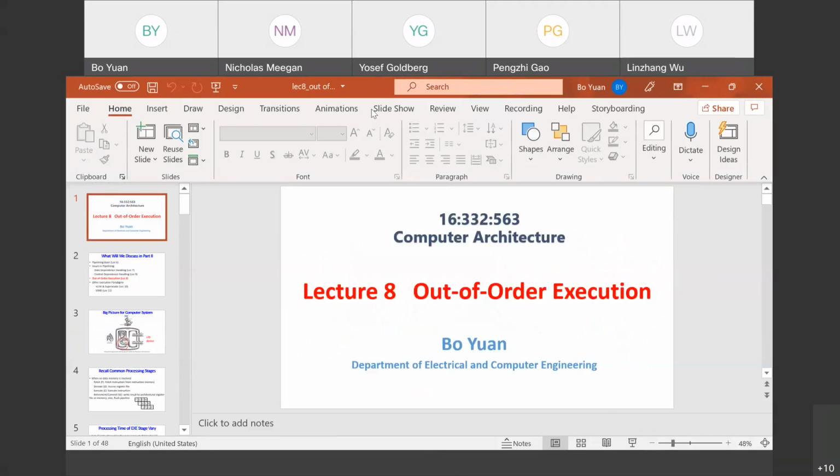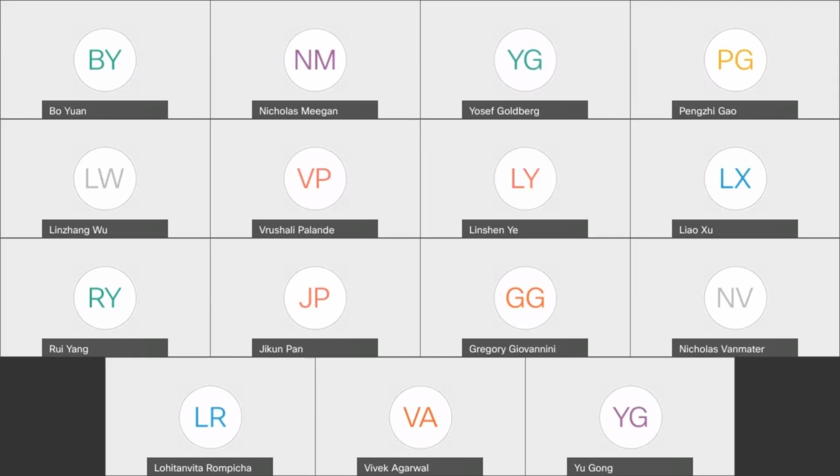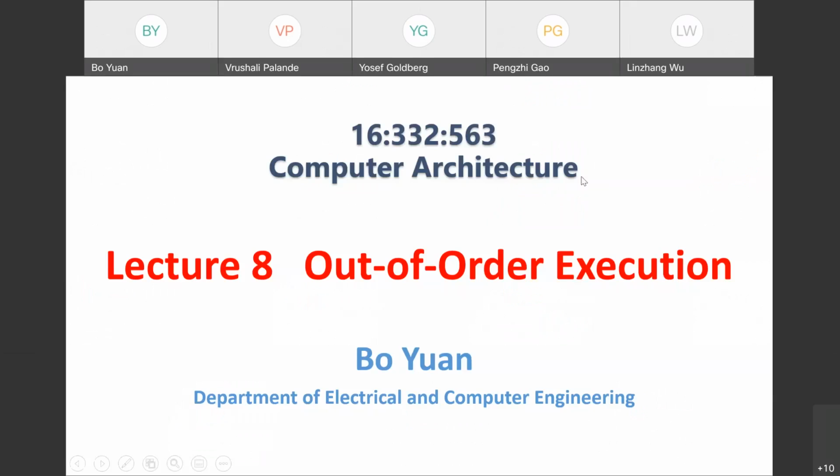Okay, so let's take a look. Screen. Do you see my screen? Then we will enter lecture 8, out of order execution. As I mentioned just now, for register renaming, how to achieve that will also be covered in this lecture, because for out of order execution, during the introduction you will see that this technique will also use register renaming, and how we achieve that at the lower level.